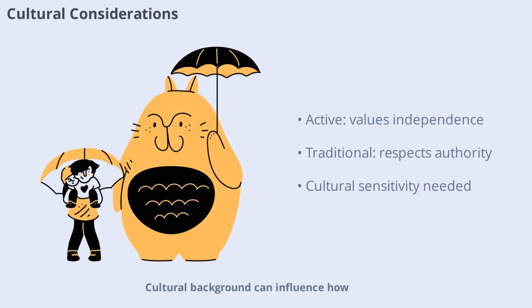Cultural background can influence how students respond to different teaching methods. In some cultures, traditional learning is highly valued and seen as a sign of respect for authority. In others, active learning aligns better with values like independence and collaboration. Teachers need to be aware of these differences and adapt their methods to meet the needs of all students.